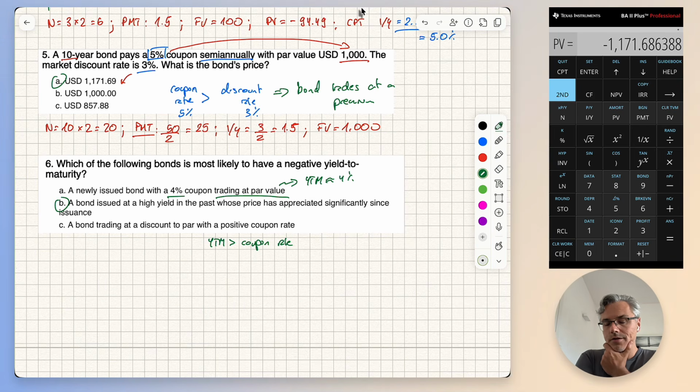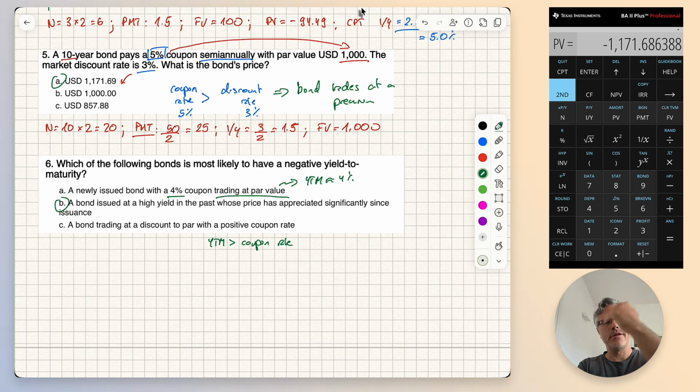A bond issued at a high yield in the past, whose price has appreciated significantly since issuance. Yes, and I've seen such bonds, corporate bonds in the past. Let's say you had a corporate bond issued when the company, the issuer, was in a bit of trouble. Let's say they had a rating that reflected a high yield, i.e. a more risky company. And then subsequently things got better, the corporate situation improved, and the rating was improved to investment grade.